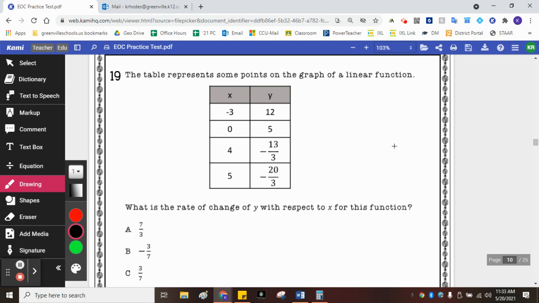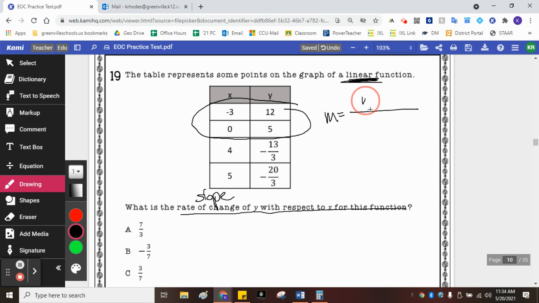All right, the table represents the points of a linear function, linear, line, forms a line. What is the rate of change of y with respect to x? So what's the slope? That's all this question's asking, what's the slope? I'm going to choose the 2 nicest points because these are ugly and plug it in. So y2 minus y1 over x2 minus x1. I'm going to call this my first point, so this will be x1, y1. This will be x2, y2.